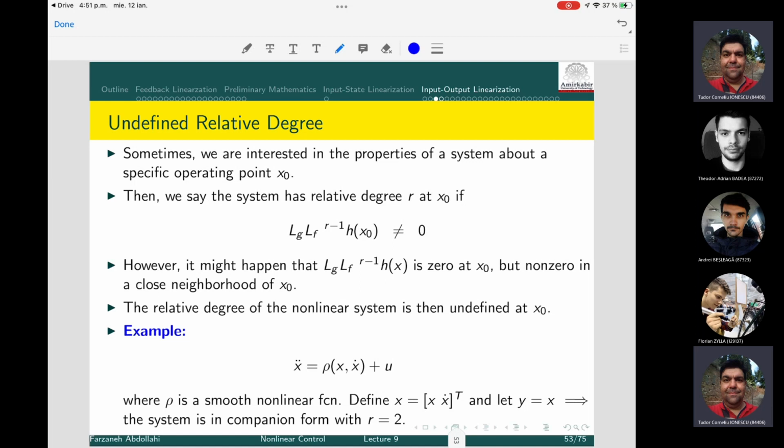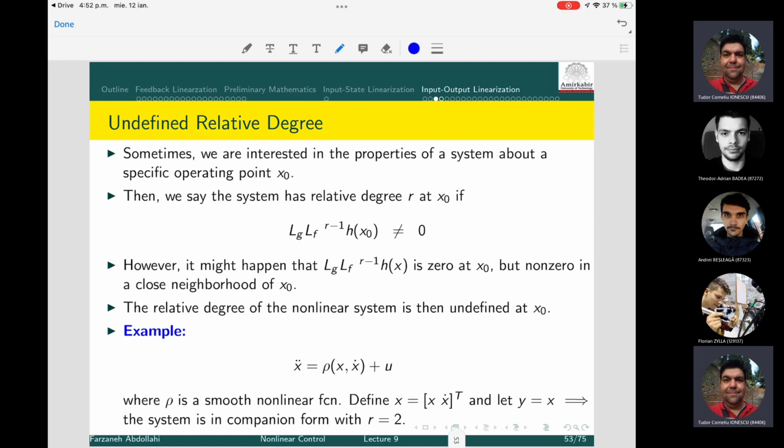Sometimes we're interested in the properties of a system about a specific operating point x0. Then we say the system has relative degree r at x0 if LGLF^(r-1)h(x0) is not 0. However, it can also happen that this is 0 exactly at the point, but non-zero in a close neighborhood of x0. So the relative degree is not defined in this case at x0.